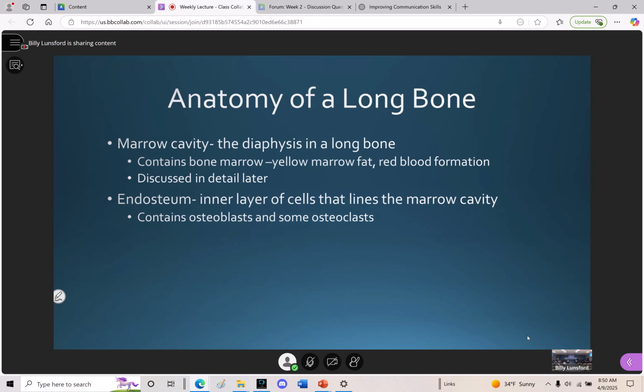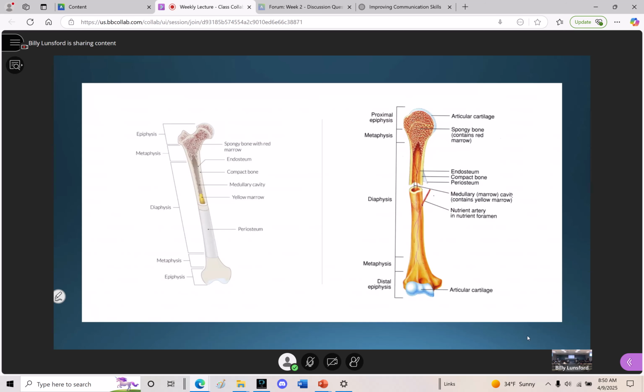The endosteum contains osteoblasts, and what do osteoblasts do for bone? They build bone. Osteoclasts do what for bone? They break it down to release calcium.